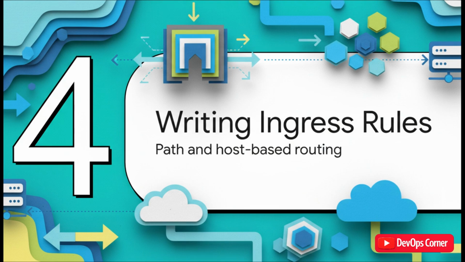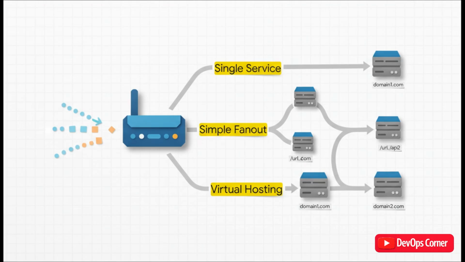All right, now that we know about the two parts, let's get to the fun stuff, writing the actual rulebook to tell our traffic where to go. Ingress gives you some really powerful routing strategies. You can do the simple thing and just send all traffic to one application. Or you can get fancy with a fan-out, where different URL paths like /API and /app go to different services.